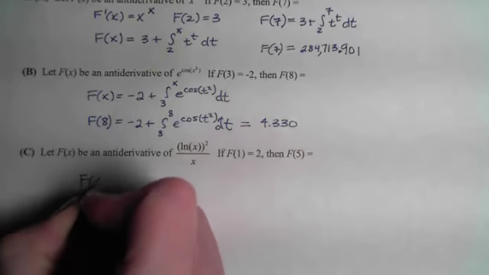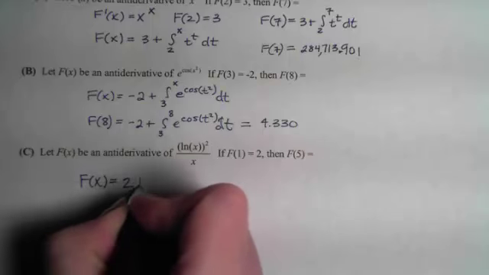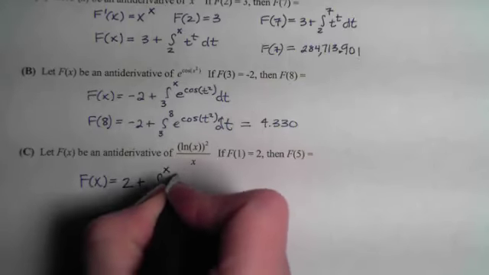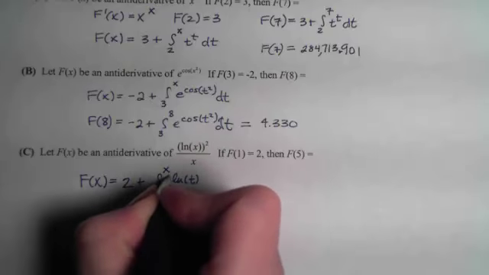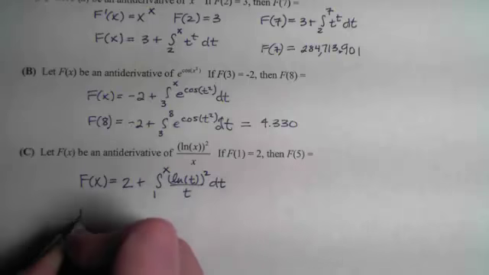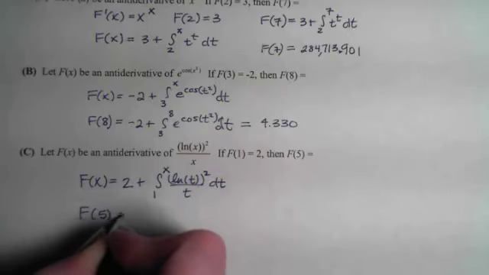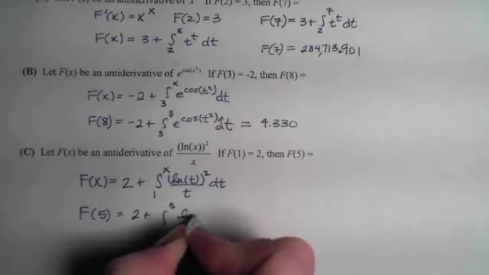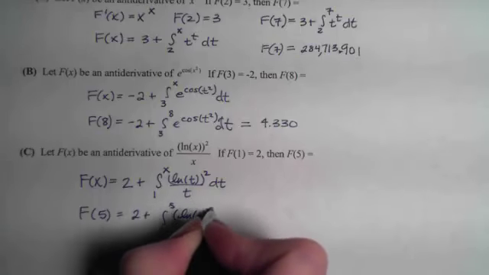Then finally, part C, same process. We want f of x to be the y-coordinate we start with plus the accumulation from when we had it up to x on the derivative function. And then to find f of 5, we will simply plug 5 in and then compute this definite integral on our calculator.